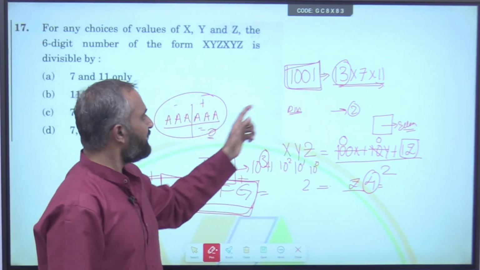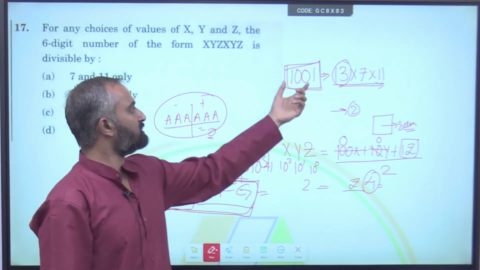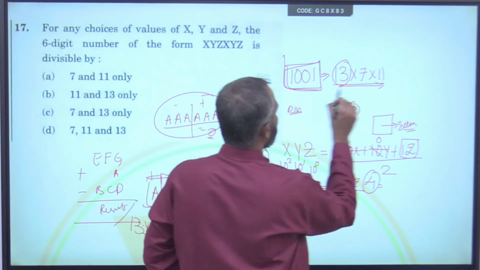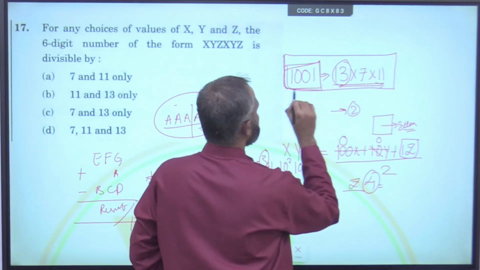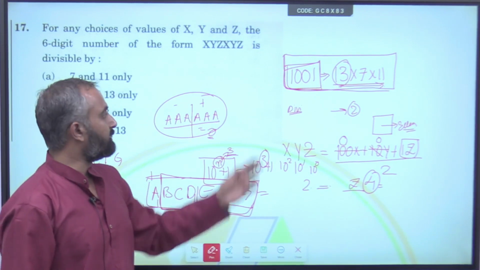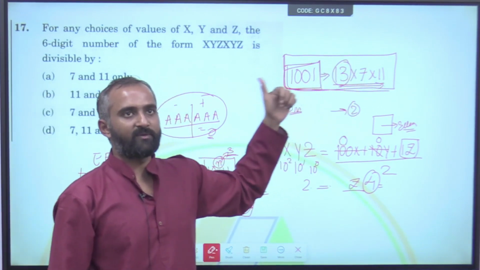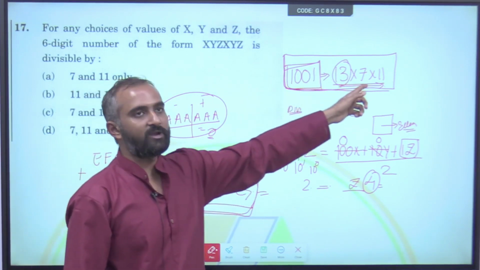You will find that this 1001 repeats again in the same question paper itself. So, always be very, very careful of this. Remember this. And see, all of these are prime numbers too. So, it is important from the point of view of the pattern and also of prime numbers.